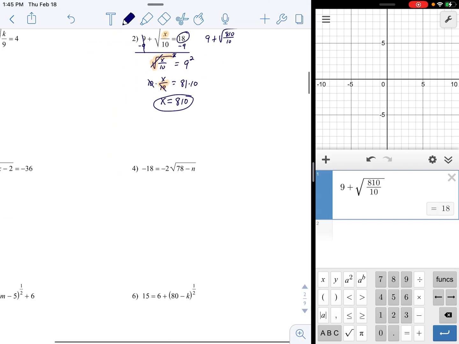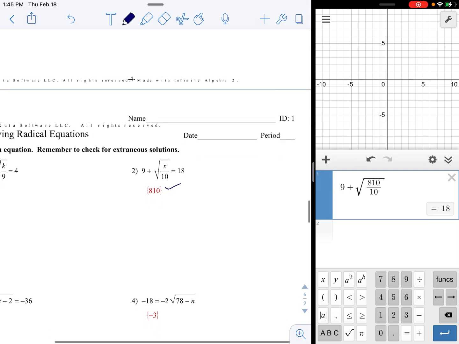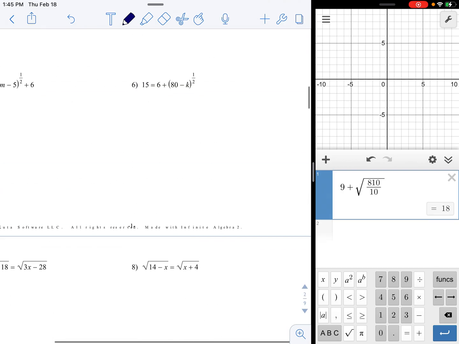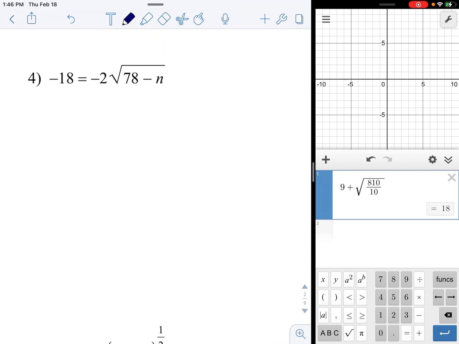And if you check it on the calculator like that, you probably don't need to scroll down and check your answer, but I'm going to anyway, just to be sure. Excuse me. So there we go. Let's do the next one.